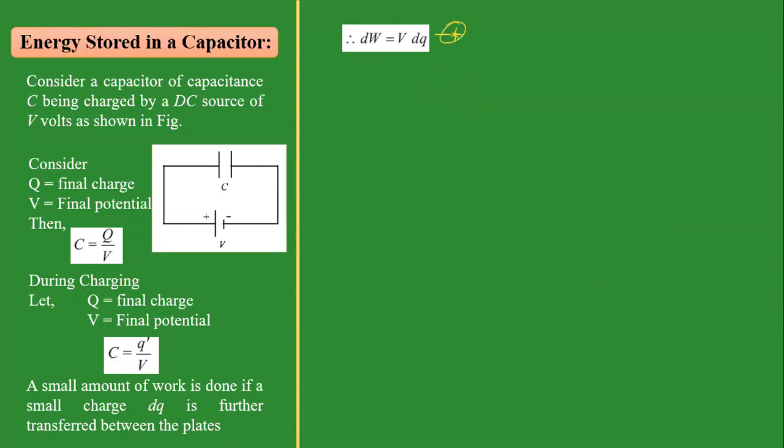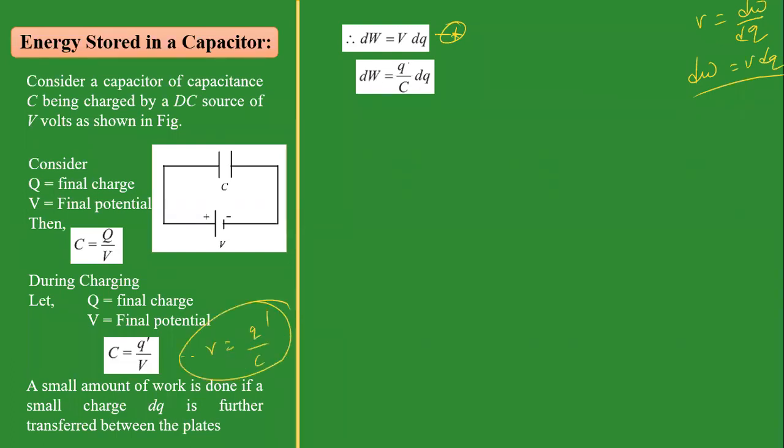We know the formula of potential, dW by q. By using that, work done is equal to V into dq. But V is equal to q dash by C, so we substitute this formula here. So we get work done is equal to q dash by C into dq. This is the work done to add a small charge dq.